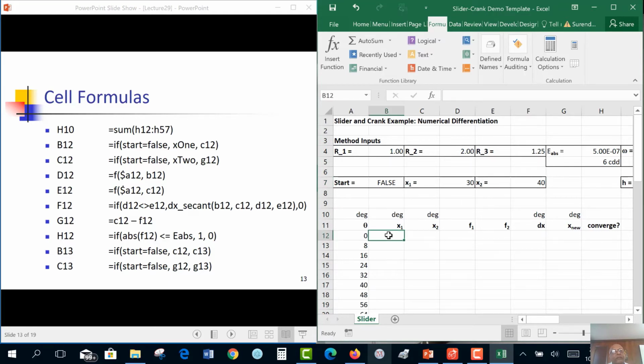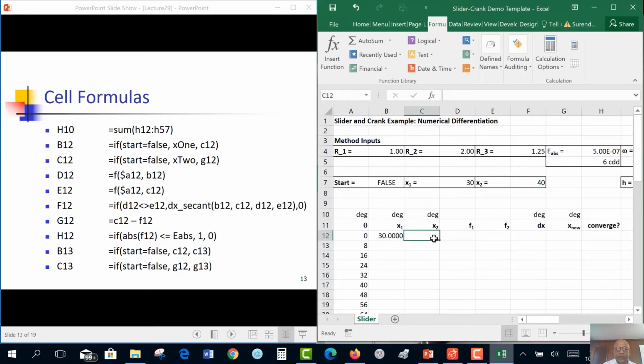Let's start with this one. So if we are at the beginning of the iteration, start is equal to false, we will say this value is x1. Otherwise, we want the x2 value, which is in cell C12, to go there. So otherwise, C12.